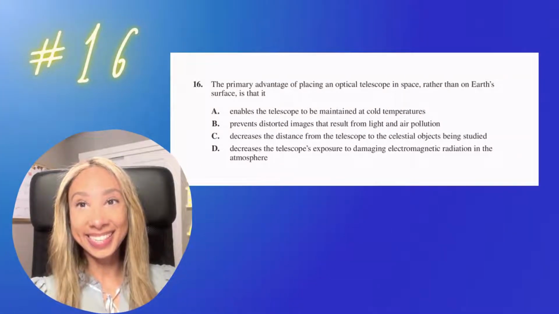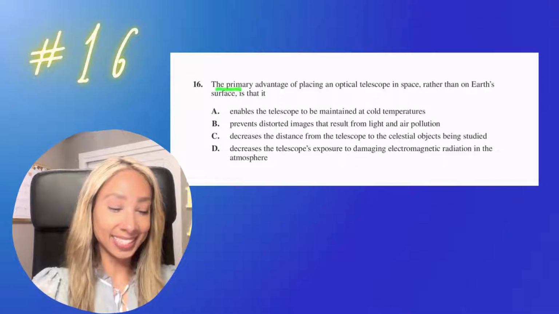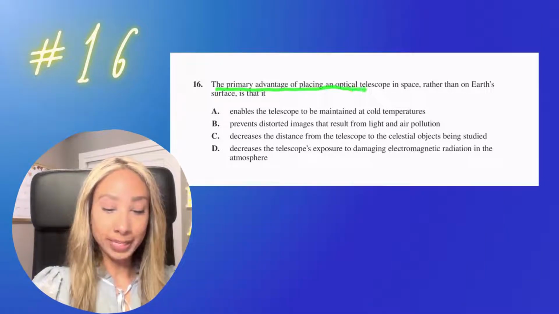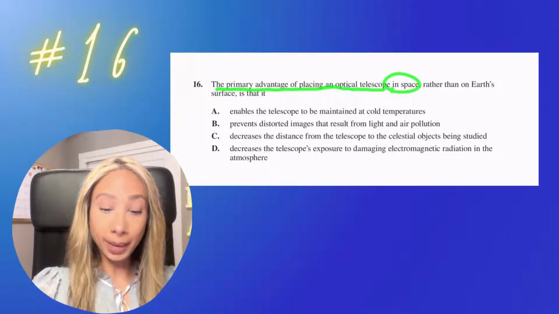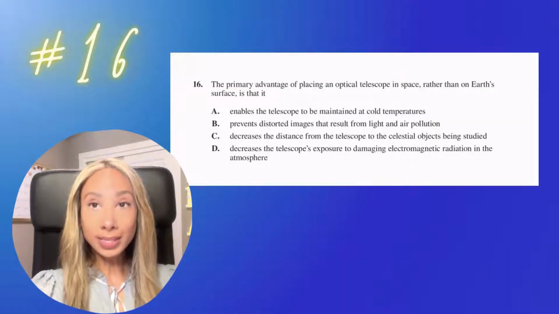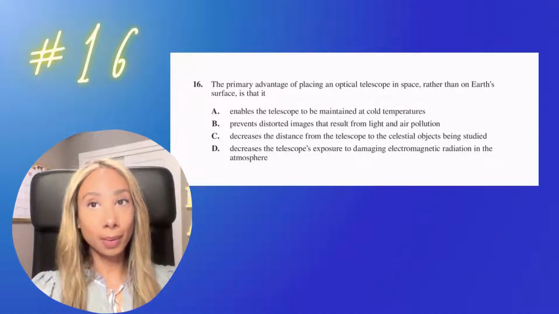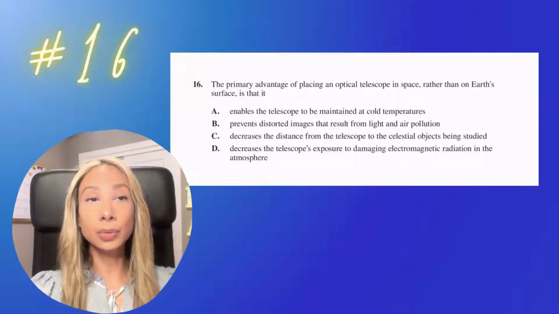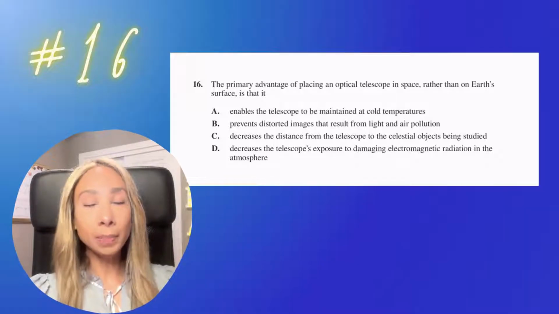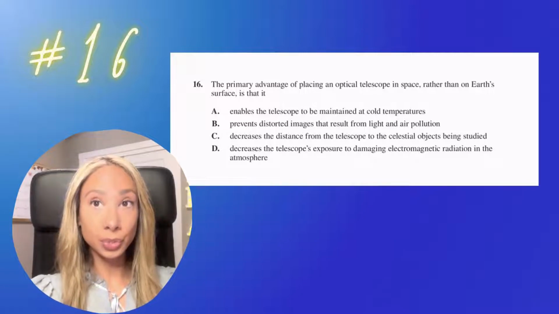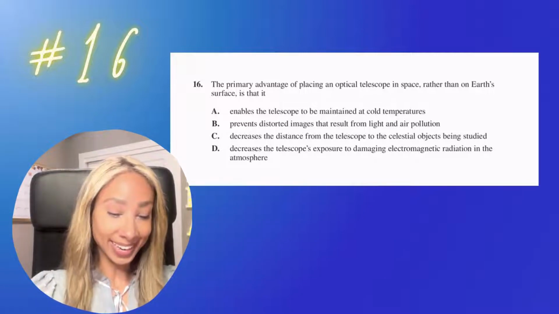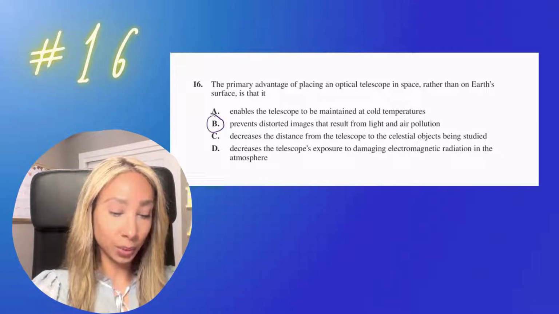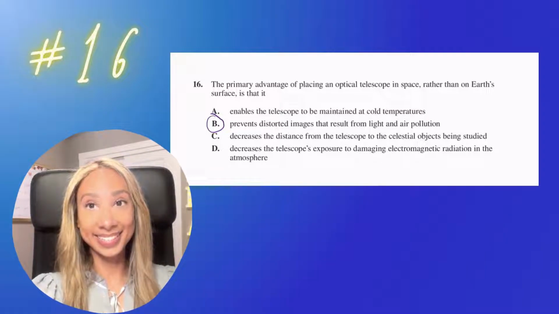Okay, number 16 here. With number 16, it asks, the primary advantage of placing an optical telescope in space rather than on Earth's surface is that blank. So with this question, we can go back and think about the Hubble telescope. If we're able to put a telescope outside of Earth's atmosphere, it's going to be able to get clear images that are not distorted by the atmosphere. So in that case, really the only option for this one that's going to work is going to be B.